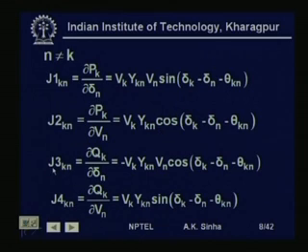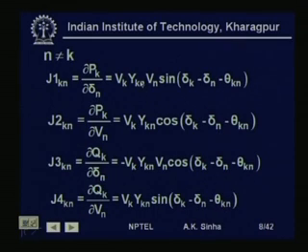Similarly, the off diagonal terms of the J3 submatrix, ∂Qk/∂δn, is given by minus Vk Ykn Vn cos(δk − δn − θkn). And the off diagonal terms of the J4 submatrix, ∂Qk/∂Vn, is given by Vk Ykn sin(δk − δn − θkn).